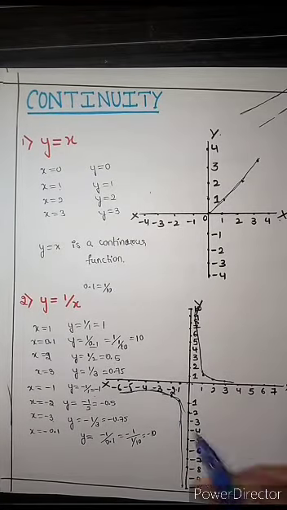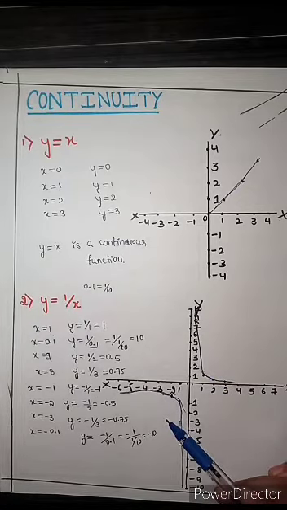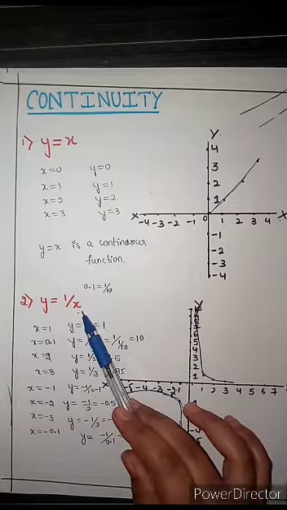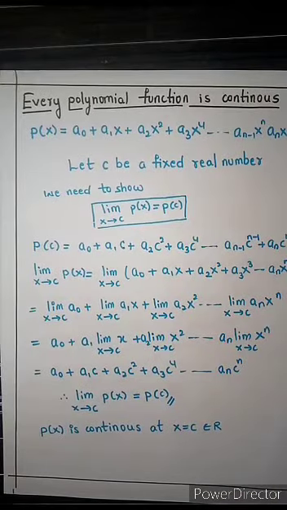See, here the graph is like this. We are not able to join positive and negative values without lifting the pen, right? So y equal to 1 by x is not continuous. Now let us discuss some important note points.